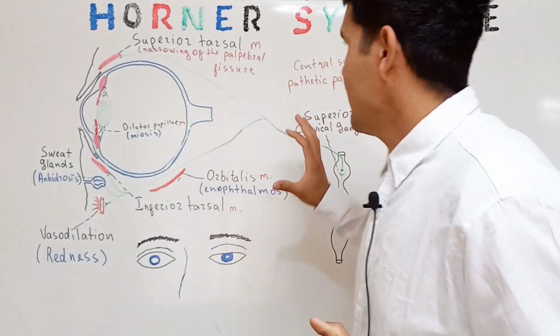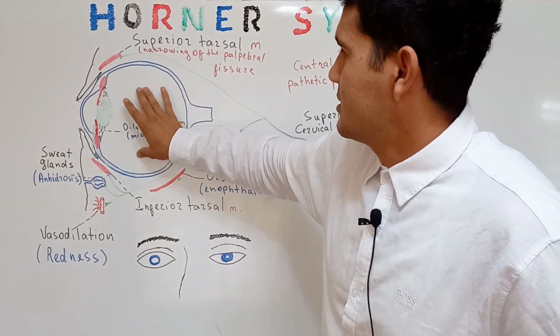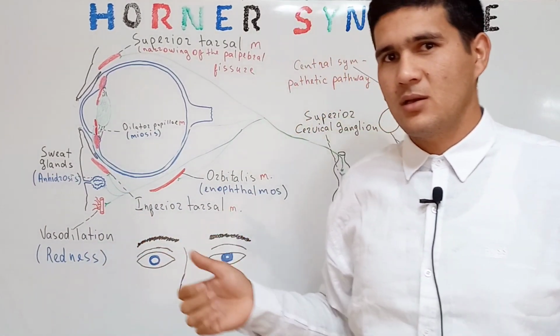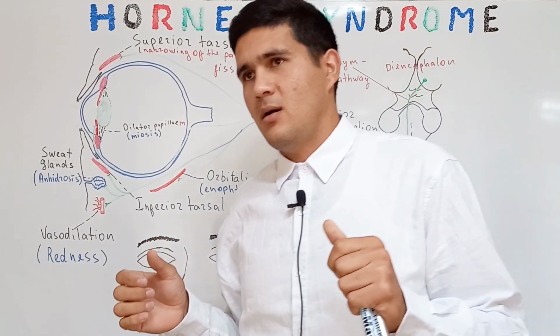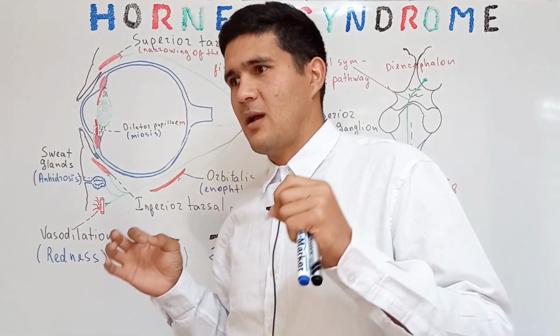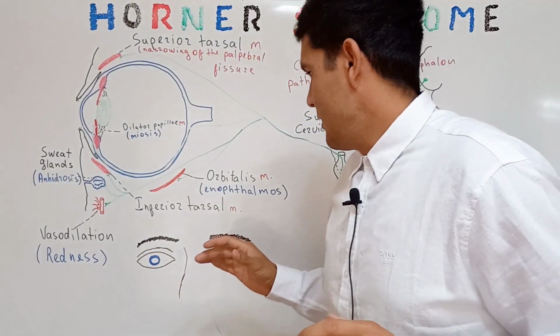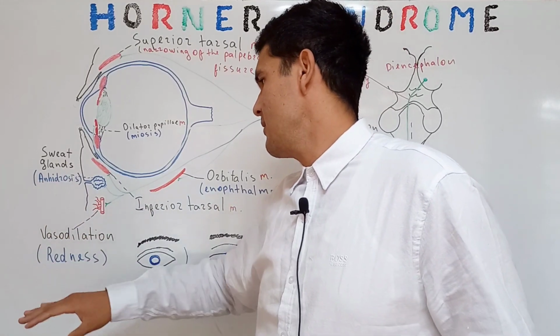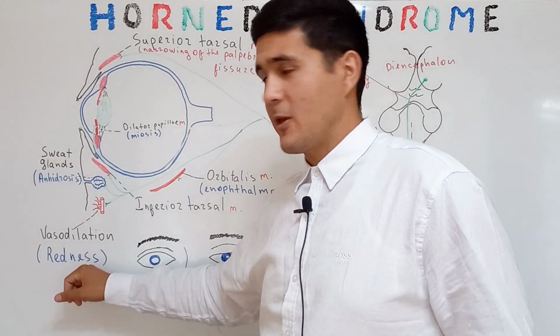The next innervation is the dilator pupillae muscle. With dilator pupillae muscle activation, we can see the dilation of the patient's pupil. And the next structures are sweat glands and blood vessels.